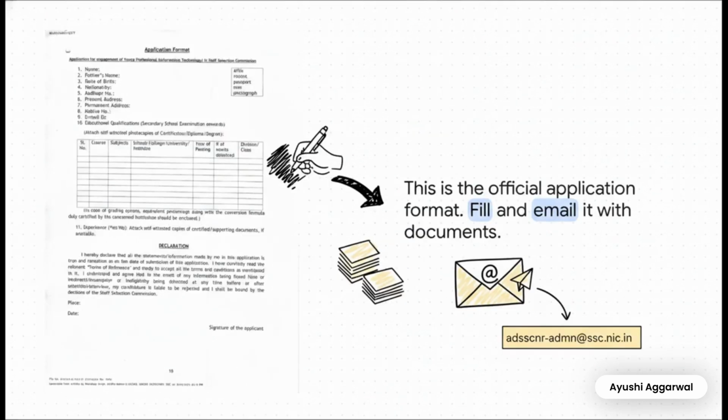Now look carefully at the application mode. This is not an online portal where you fill out a form. The application format is actually attached with the notification PDF. You have to fill that out, attach self-attested copies of your documents, and then email the whole package to this specific email address. astscnr-admin@ssc.nic.in. Don't go searching for a website link.